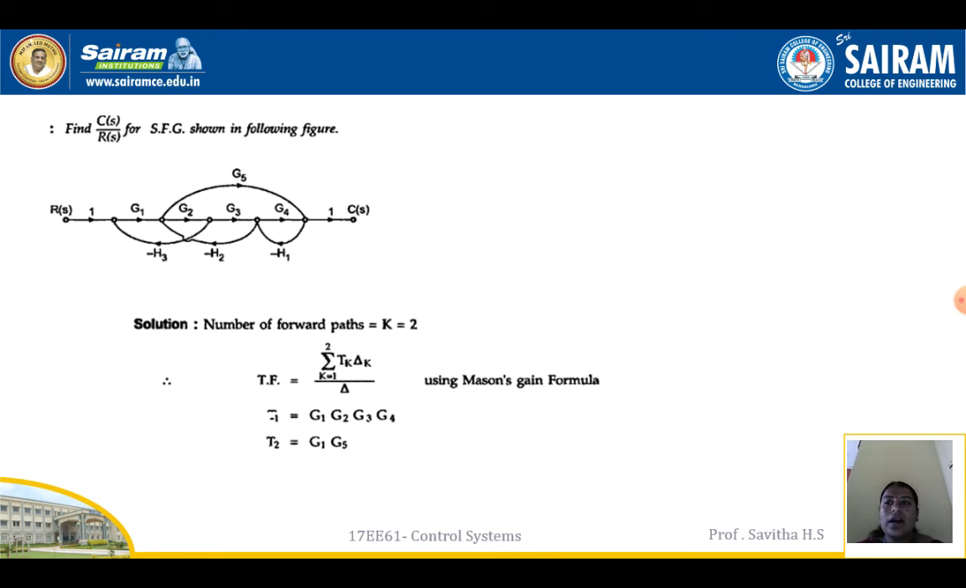Find C of S by R of S for the signal flow graph shown in the figure. Number of forward paths is 2 in the diagram. K is equal to 2. Therefore, T1 is equal to G1 G2 G3 G4 and T2 is G1 G5.